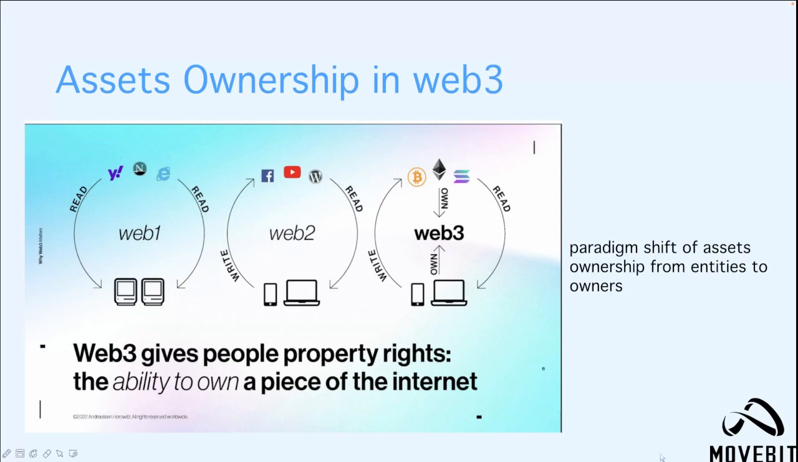The essence of Web3 is to change this. We want to change the ownership of assets from the centralized entity to the users. So the consumers own their assets thanks to the blockchain. Smart contracts will replace the functionality of the centralized entities. And this is what we call a paradigm shift.